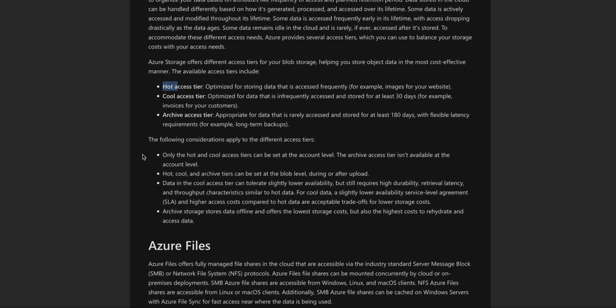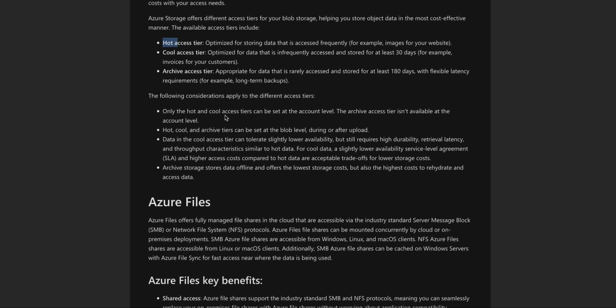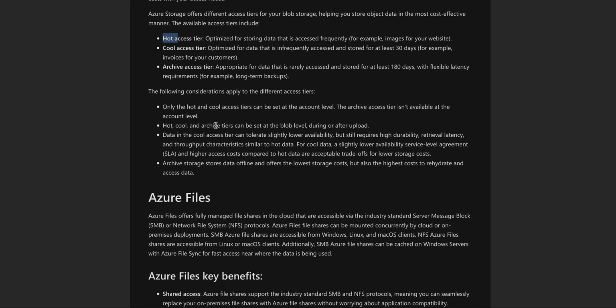So let's look at the considerations that apply to the different tiers that we have discussed. Only the hot and cool access tiers can be set at the account level. The archive access tier isn't available at the account level, right? And hot, cool, and archive tiers can be set at the blob level during or after upload.